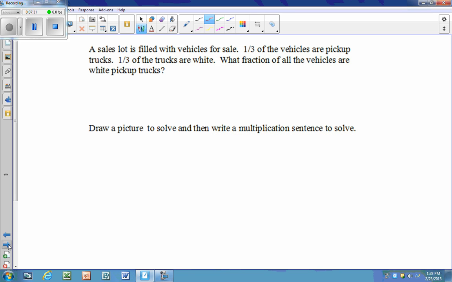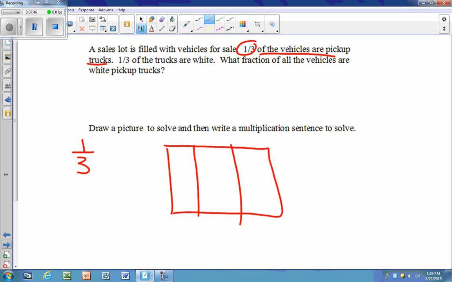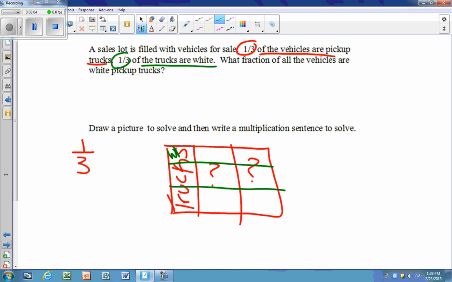Now this one's a little different because we're getting away from the crispy rice treats. So we have a sales lot. It's filled with vehicles for sale. 1/3 of the vehicles are pickup trucks. So we're going to draw that, and I'm going to just put that right there. These are trucks. I'm going to fill that all right in so we know it's trucks. We don't know what these are or what these are. They can be anything. They can be vans, they can be cars. Then it says 1/3 of the trucks part are white. So this little section, I'm going to write right over it, is white. So we know we have white trucks in that section.